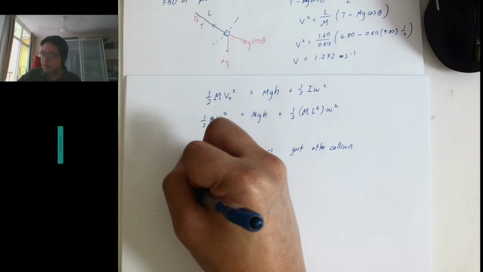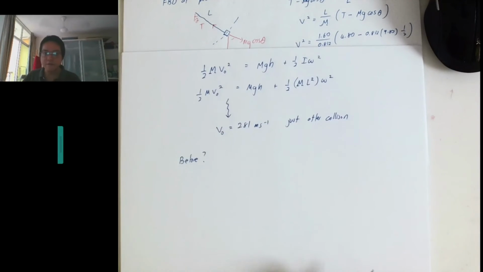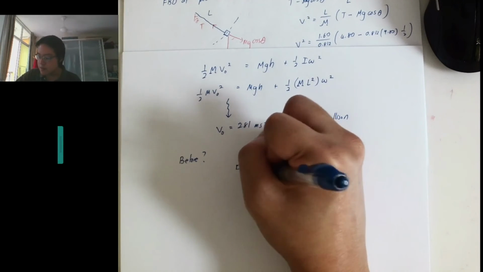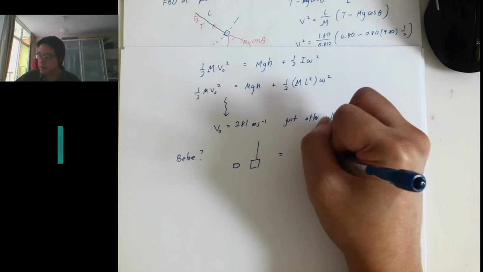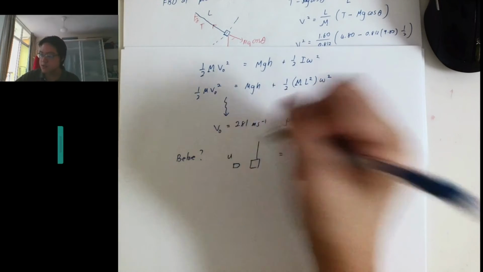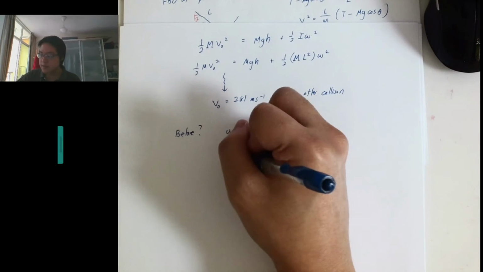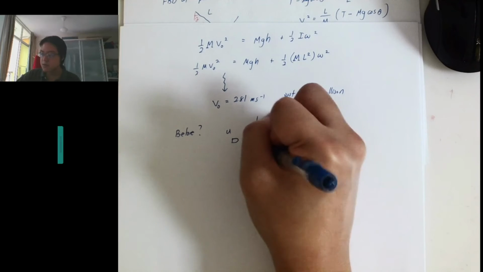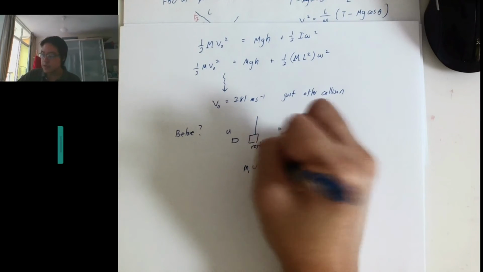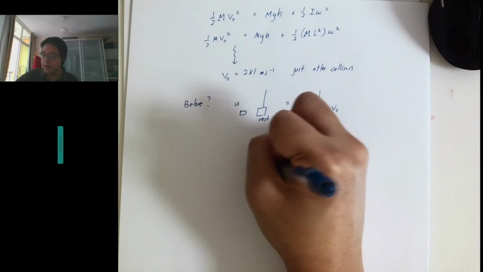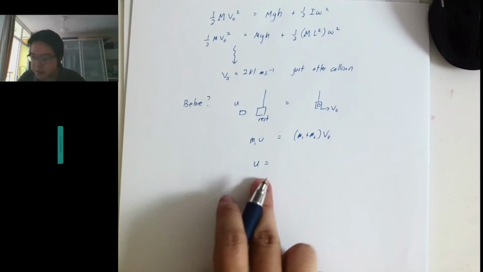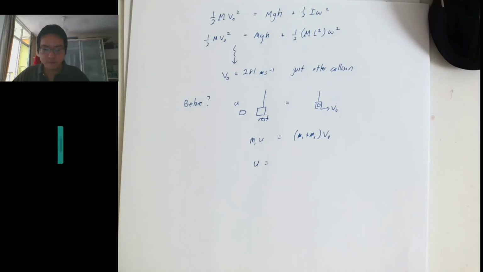Okay, then how about before? We use the conservation of momentum. So before, the bullet hasn't hit the box yet, and after the hit it's going at v0, and this is u. So this one is at rest, so the initial momentum is just m1 u, and then after colliding it becomes (m1 plus m2) v0. So from here you can calculate the initial velocity. Okay, so yeah, any question?